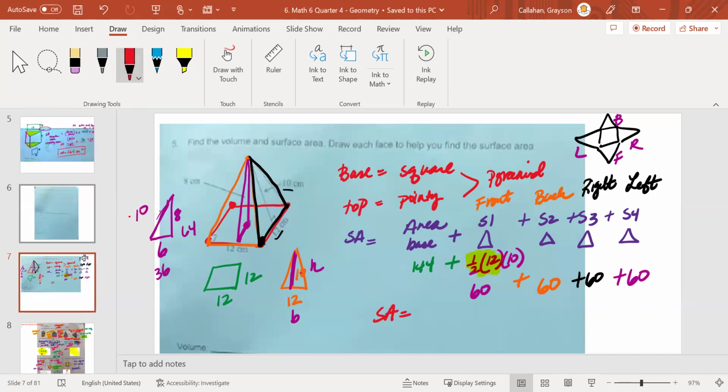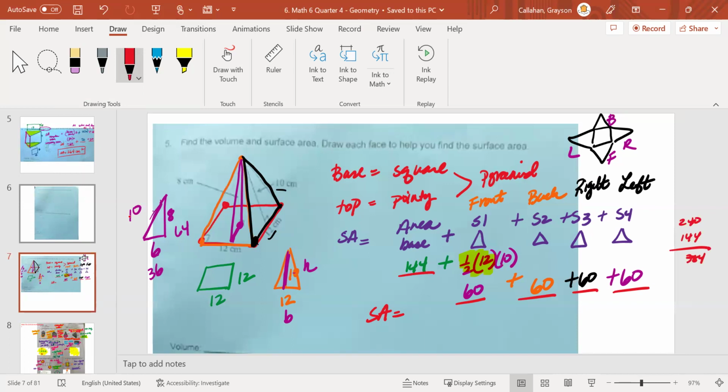Your surface area is going to be 144 plus 60 plus 60 plus 60 plus 60. Centimeters squared, and that is your answer. So make sure you copy that part down.